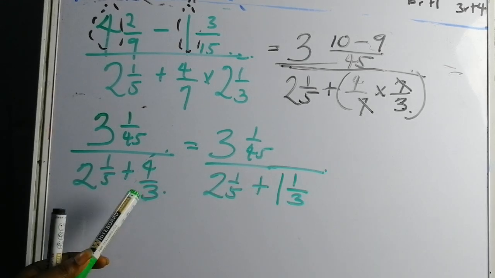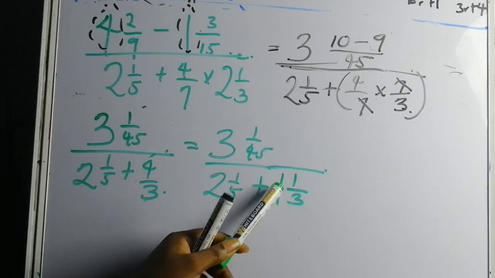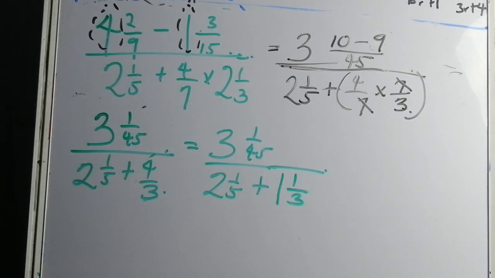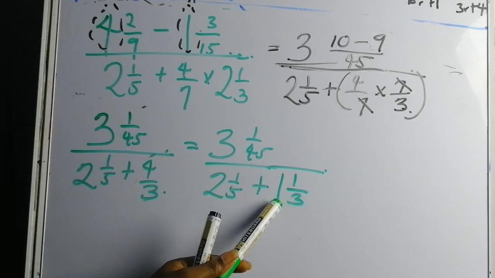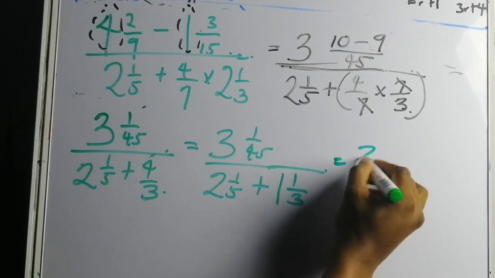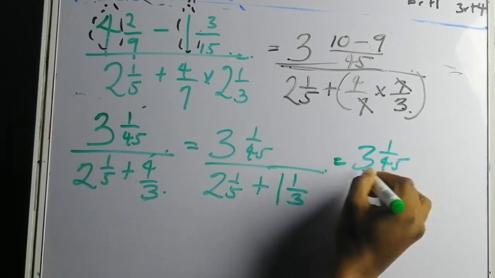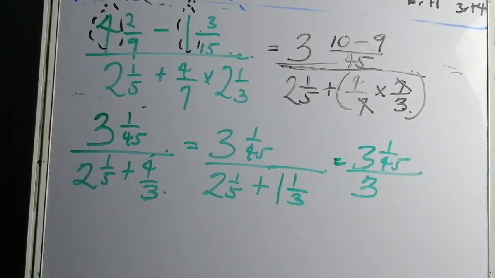I want to use method 2. This is 3 times 3, 3 times 1, 3 plus 1, 4 over 3. It's still the same thing, because I want to apply shortcut method 2. That was why I had to change it to an improper fraction. So it means this one is what? 3 and 1/45, all over 2 plus 1. That is what? 3. Okay, 2 plus 1.